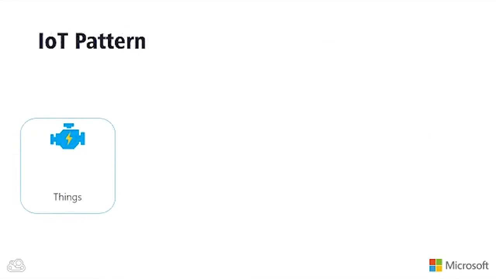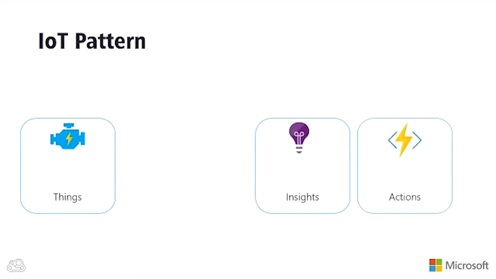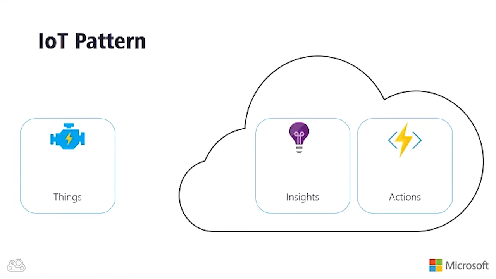So the pattern here is that, again, we've got things sitting out there. We've got insights that we want to gain from those things. We've got actions that we want to take based on those insights, right? So things like, hey, the motor's getting out of performance. It might cause damage. That might be an insight. The action would be, okay, well, then go tell the motor to turn off. And so those typically are running up in the cloud.